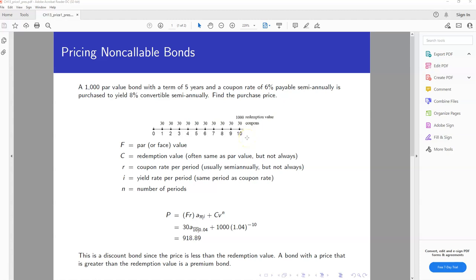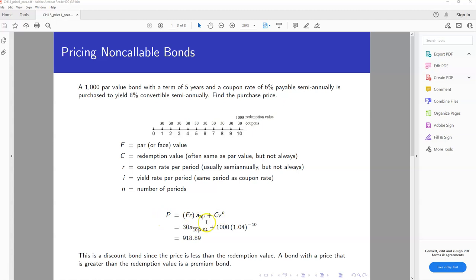When we price this, we want to calculate the present value of these coupon payments plus redemption value, and that'll get what the price should be paid for the bond. The coupon payments are going to be the face value times the coupon rate per period. So we'll have F times R, and that's going to be a level annuity for N periods at a yield rate of I. Then we've also got the redemption value, C, and I've got to move that back to time 0. So that's going to be C times v to the N. I've got to move it back N periods according to the yield rate.